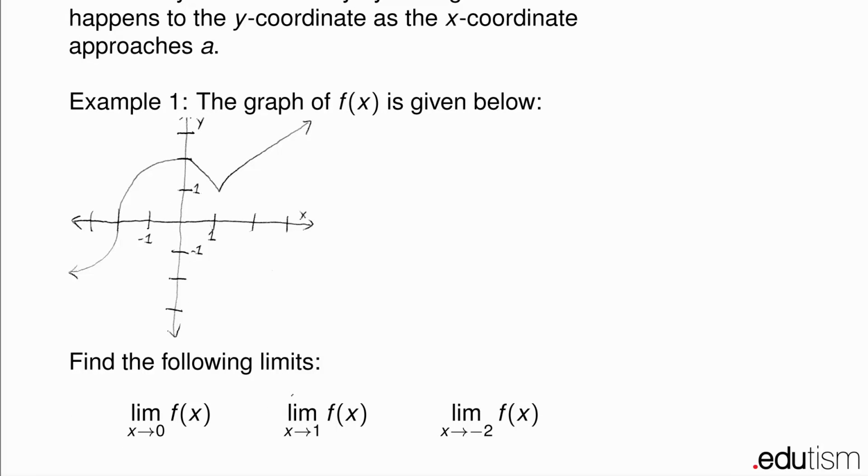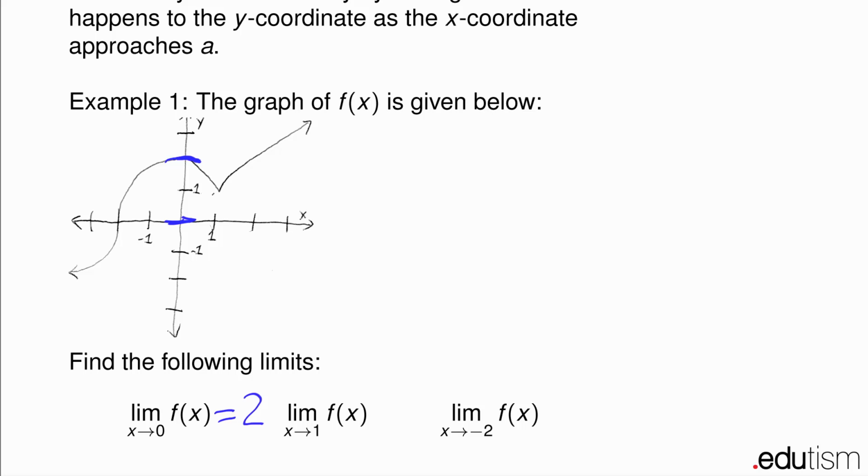In the example of this graph here, we can find the limit as x goes to 0 of f of x, the limit as x goes to 1 of f of x, and the limit as x goes to negative 2 of f of x by looking at the graph and seeing what happens to the y-coordinate as the x-coordinate approaches each of these points. If we want the limit as x goes to 0 of f of x, we look at what happens to the y-coordinate for x-coordinates near 0. As x approaches 0, the y-coordinates approach 2, which means that the limit as x goes to 0 of f of x is 2.